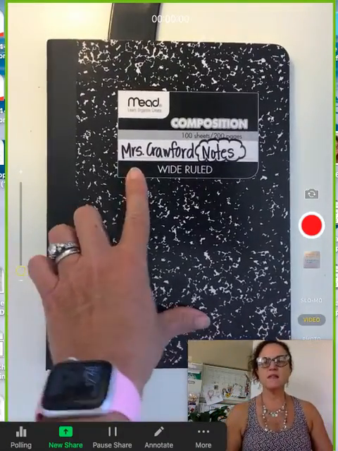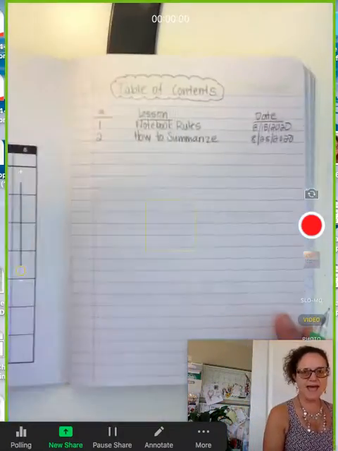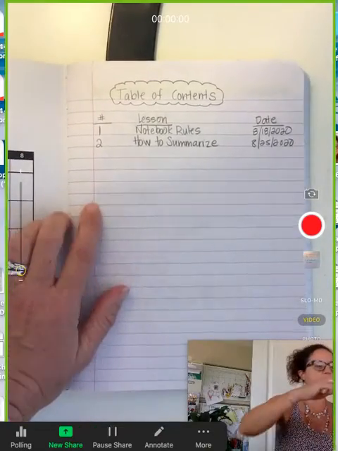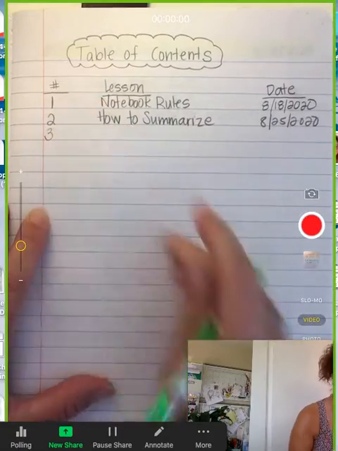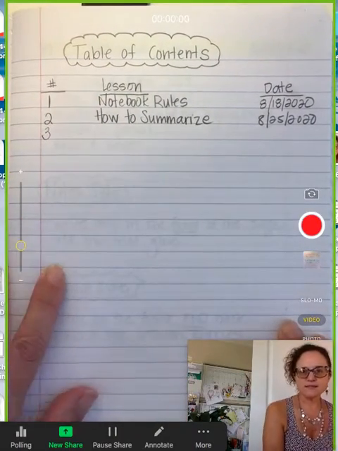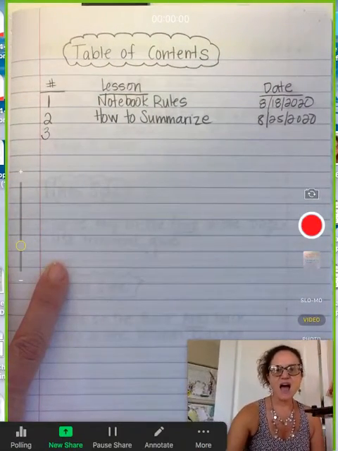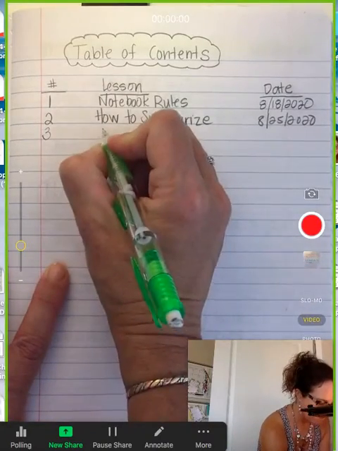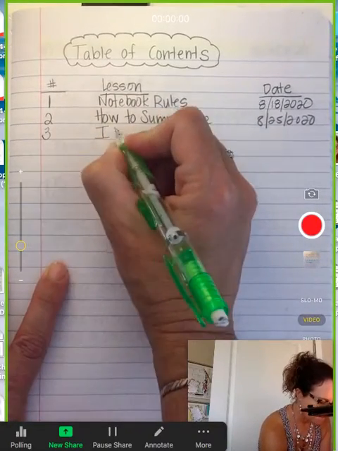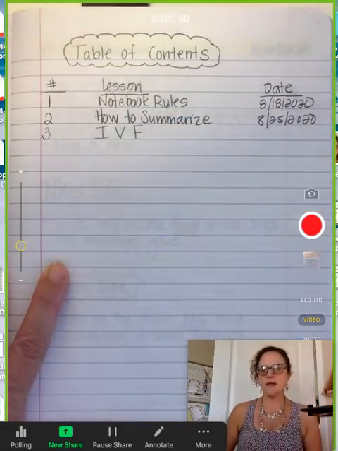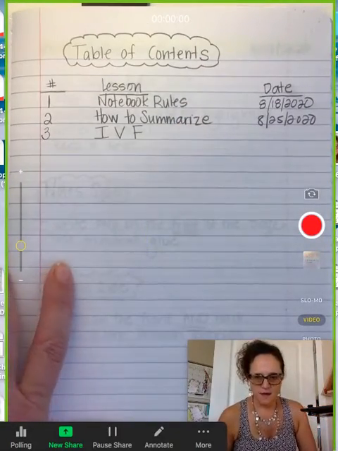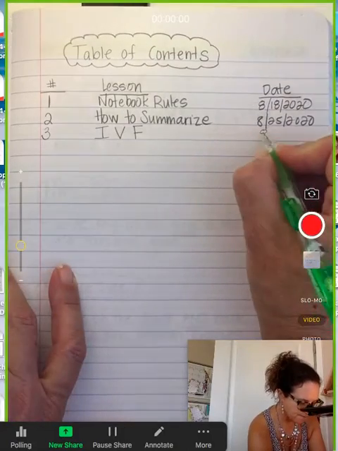So, in the note side, we are going to add a note to our table of contents. So this is going to be entry number 3. And we're going to call this lesson IVF. And Maggie, we're going to write down today's date.